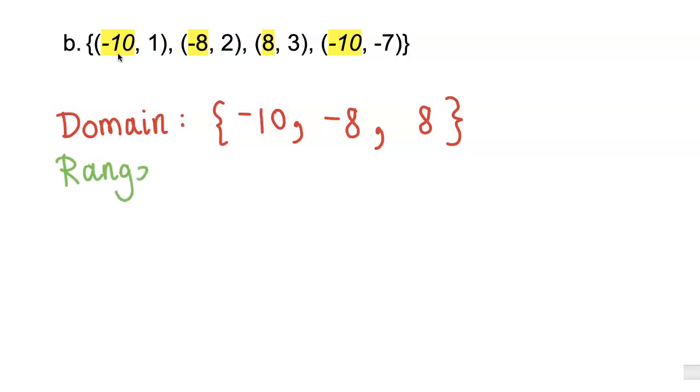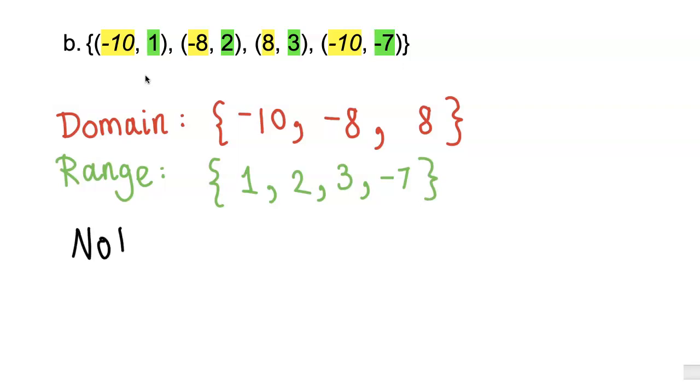If you want to find the range, you just have to list all the y values. So I'm going to highlight those in green, okay? So all these green highlighted numbers are the range of this relation. I want to call this function. This was not a function. So the numbers are 1, 2, 3, negative 7. And we're going to conclude that this is not a function. And the reason is because we have a repeating x value of negative 10. So negative 10, when it repeated in the domain, made it not a function.